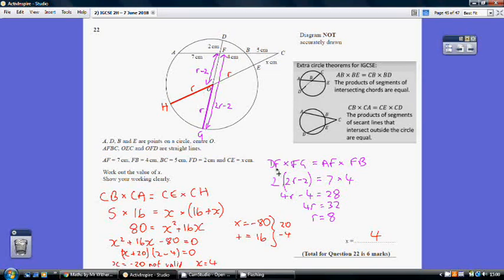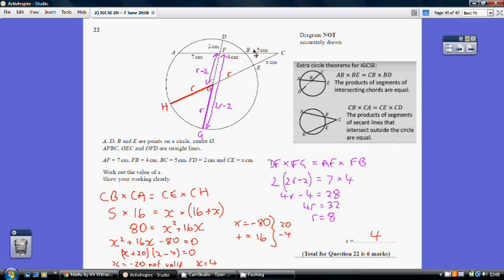So substituting in DF, I've got 2 times FG, which is my 2R minus 2, equaling my AF of 7 times my FB of 4. So multiply out the bracket, I get 4R minus 4 equaling 28. Add 4 to both sides, divide by 4, I can work out that the radius of the circle must be 8. Now that I know that, I can then move on and use the second circle theory over here.